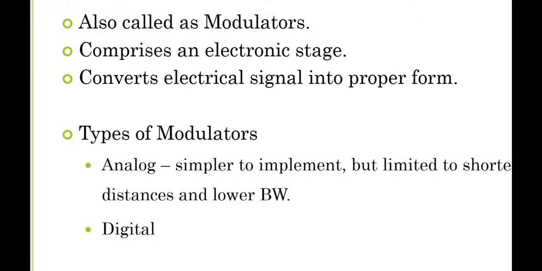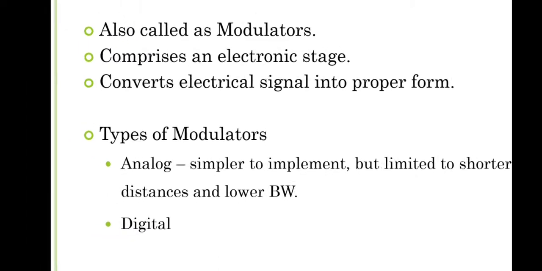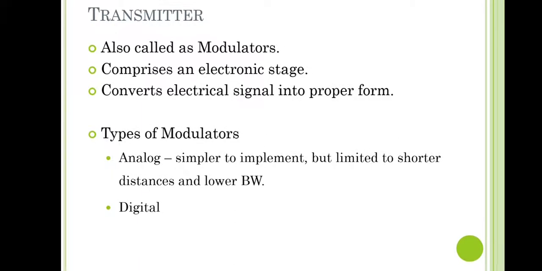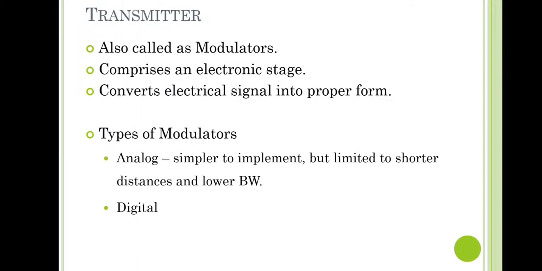There are two main types of modulators available. One is the analog modulator and another one is the digital modulator. Analog and digital modulators are classified based on the input. Whenever the input is in analog form, they are called analog modulators, and whenever the input is in digital form, it is called a digital modulator. Digital means it is in discrete values, that is either 0 or 1. But in an analog modulator, its value changes continuously.